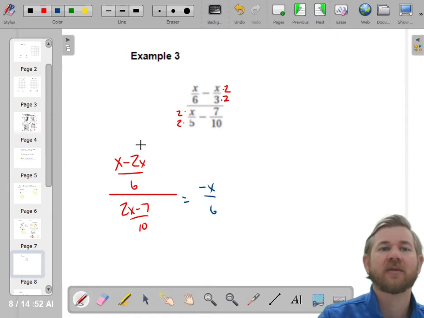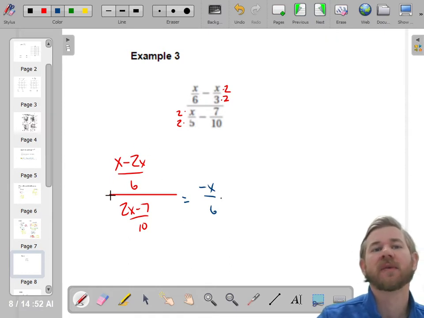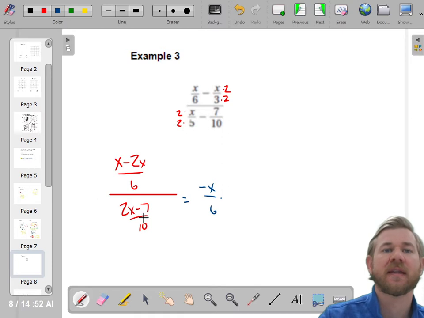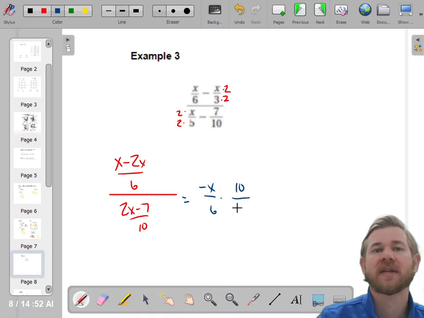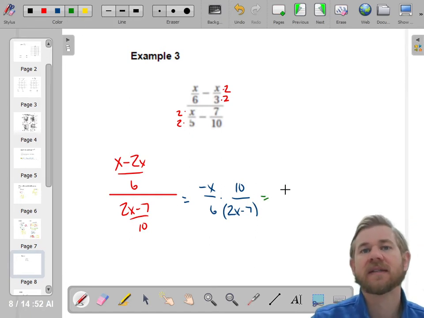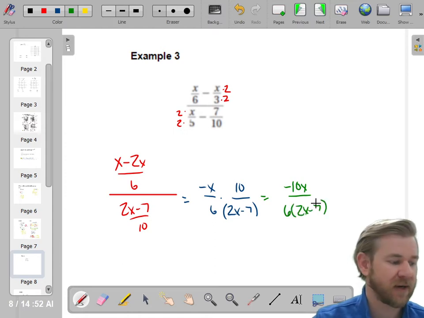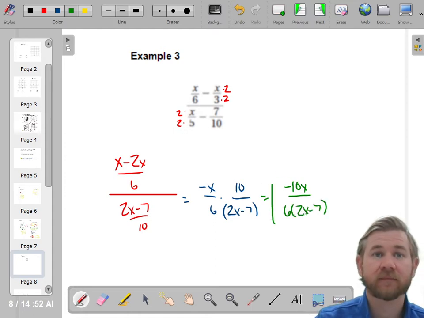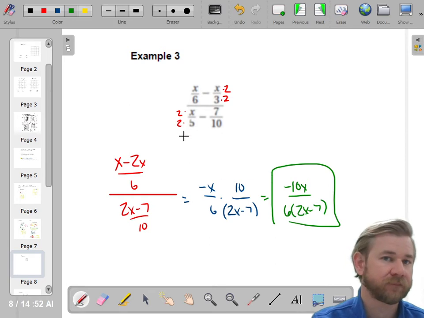Now, when you get a fraction over a fraction, we're going to copy, change, flip. First, x minus 2x, that's negative x over 6. So copy the numerator, change this to multiplication. This fraction bar is now multiplication, and then we're multiplying by the reciprocal, so 10 over 2x minus 7. I couldn't distribute it, but I'll probably just leave it alone. So this is negative 10x over 6 times 2x minus 7.